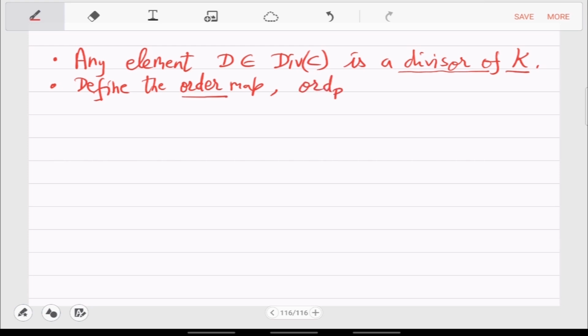So, order at a point of a divisor should do what? It should send a divisor D to the number AP such that D is AP times P.